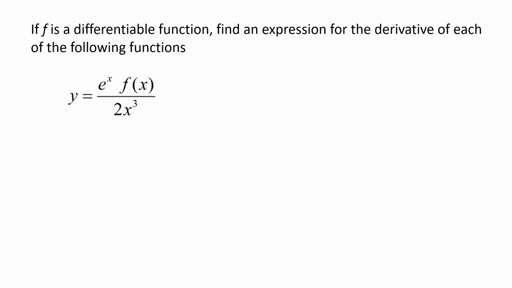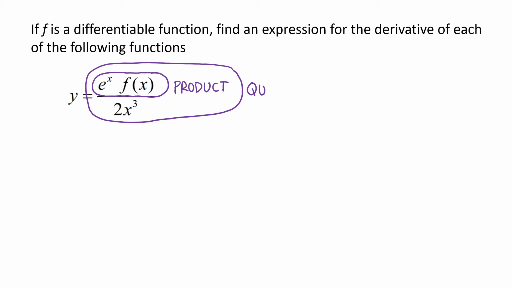Now we want to find the derivative of y is equal to e to the x times f of x over 2x cubed. So we have a product rule within a quotient rule. So let's find dy dx by first looking at this. So we have low, which is 2x cubed, d high, so now we have to find the derivative of this e to the x times f of x using product rule.